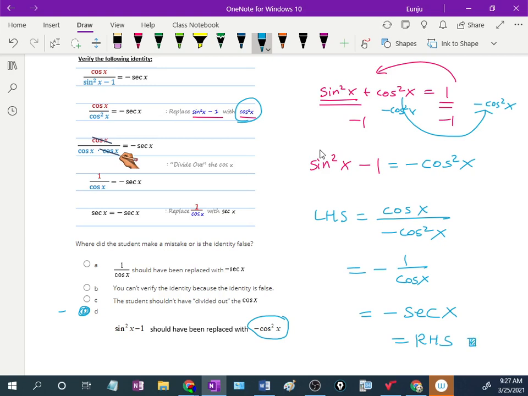Okay, so showing left to the right hand side is verifying the identity. And in this problem, we have a big mistake because of the little thing, the sign in front of it, okay? So from Pythagorean identity, we arrange the terms to have the equal expression. So don't forget this negative sign in front of it.